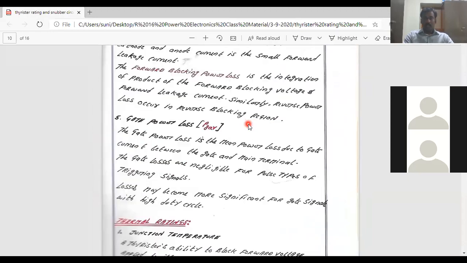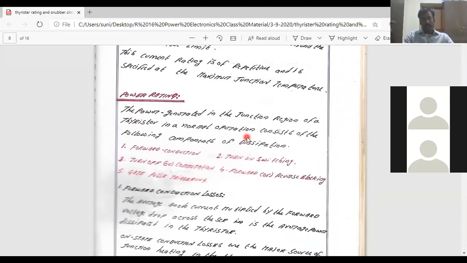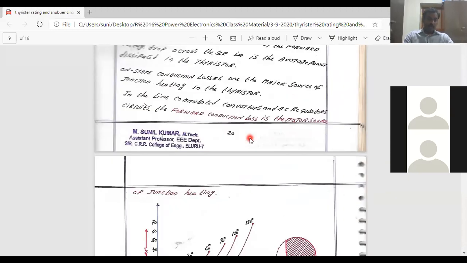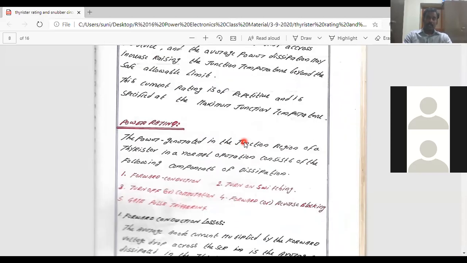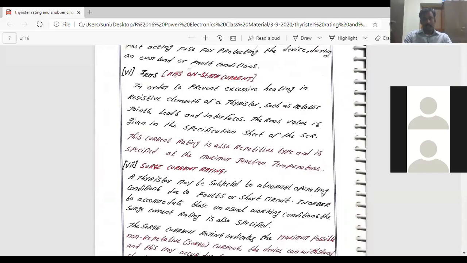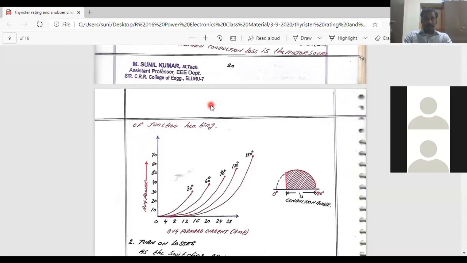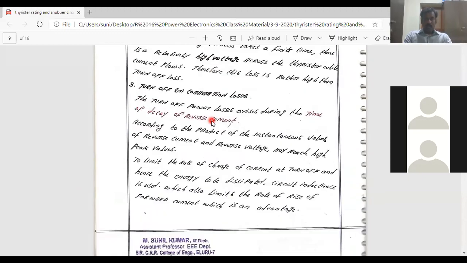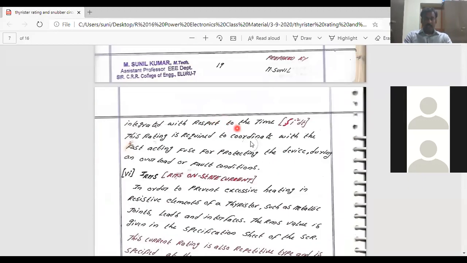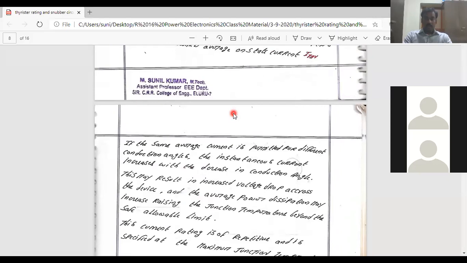Okay, this is all related to the ratings. Whenever we need to consider an SCR for any application, we need to know all these ratings. So you may consider how the ratings are defined practically from these examples.